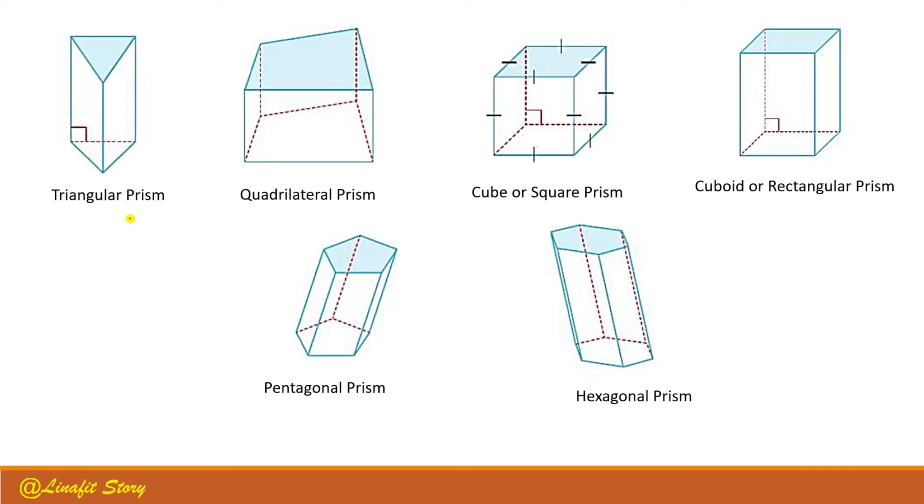So, this prism is a triangular prism. This is a quadrilateral prism. This is a cube or square prism. This is a cuboid or rectangular prism. This is a pentagonal prism. And this is a hexagonal prism.